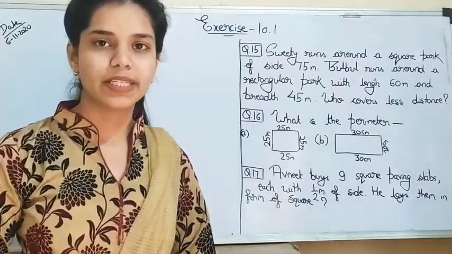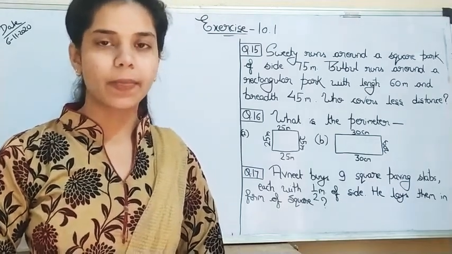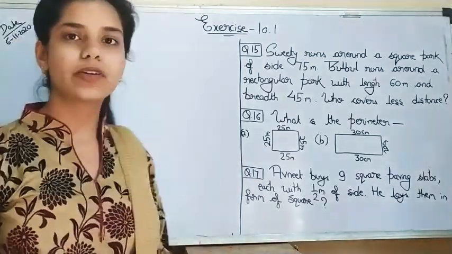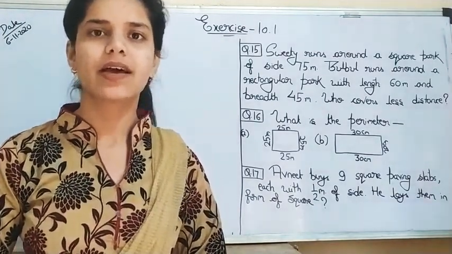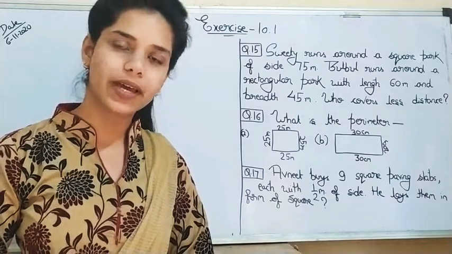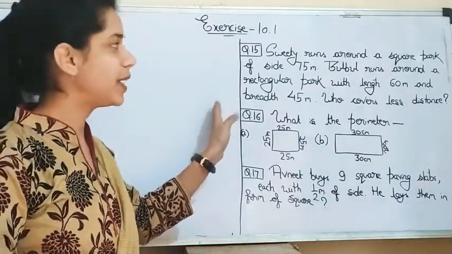In the previous class I explained many questions related to perimeter. So what is perimeter? Yes, it is the length of the boundary. We have done 14 questions of this exercise. I hope you understood all the questions. If you have any doubt, then you can ask. Now let's move to question number 15.